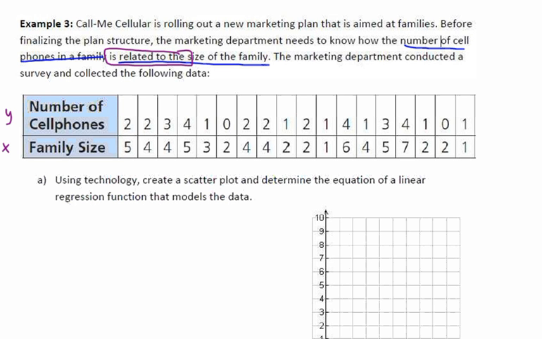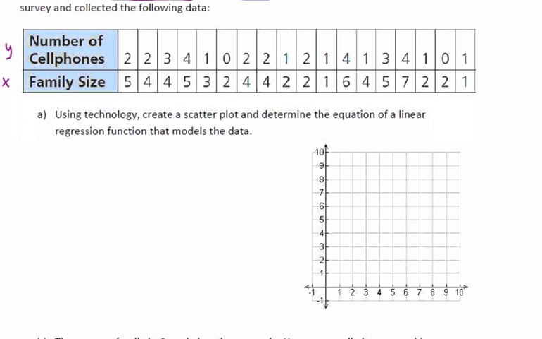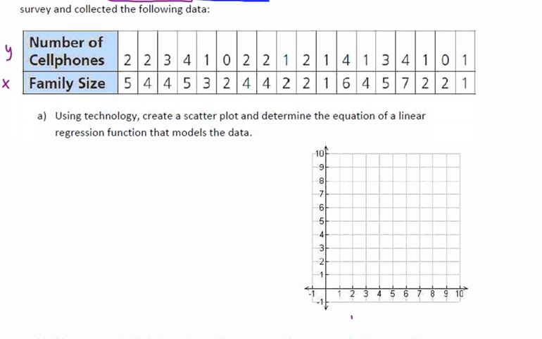So we're going to use our calculator to help us plot this first. But before we do that, let's actually plot the data ourselves. So x is family size, and y is going to be number of cell phones. Now be very careful, because this is your x, this is your y. So when our family size is 5, we get a value of 2. Family size 4 is 2. It's really backwards from the way we think, so be careful.